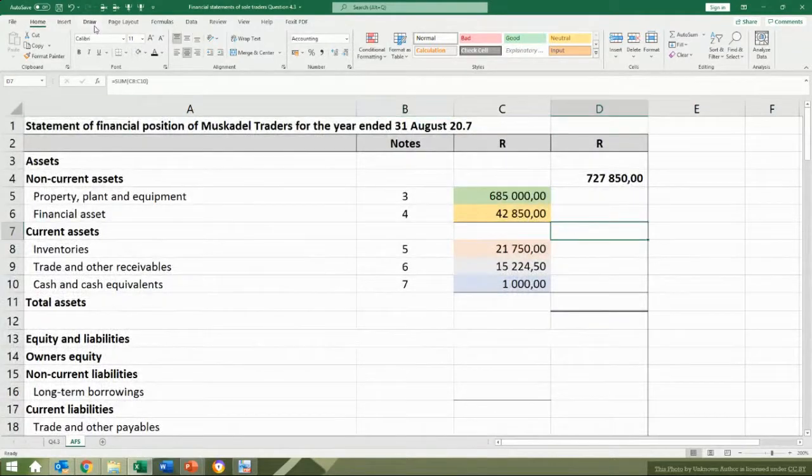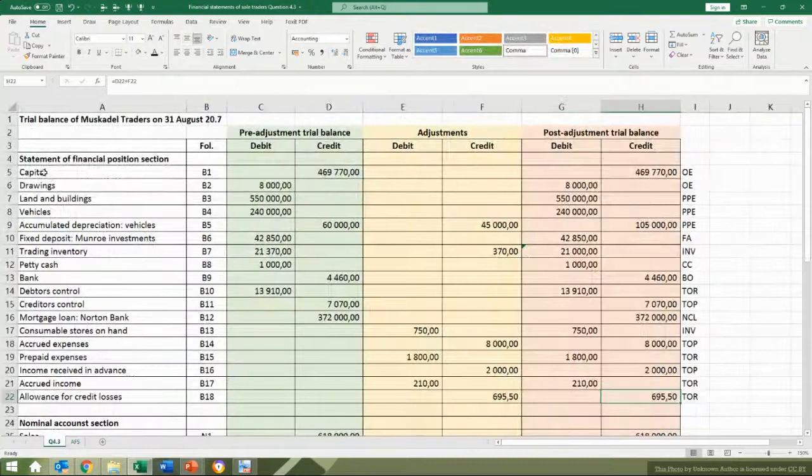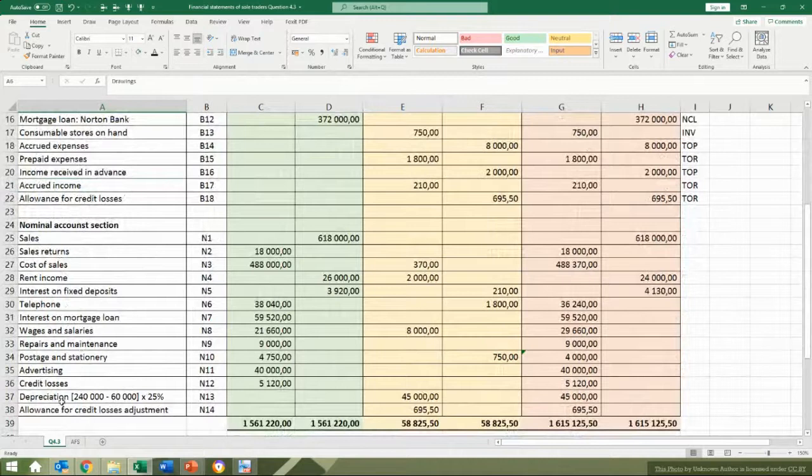Now we finished the current assets, so if you add all of them together, you get a balance of 37,974 Rand and 50 cents. And then we add that to your non-current assets to get your total assets balance, which is 76,824 Rand and 50 cents. Now this amount should equal what your total liabilities and equity is once we've completed the scenario down here. Now owner's equity, we know owner's equity is made up of capital and drawings account, and then it is generally the profit and loss based on your nominal accounts.